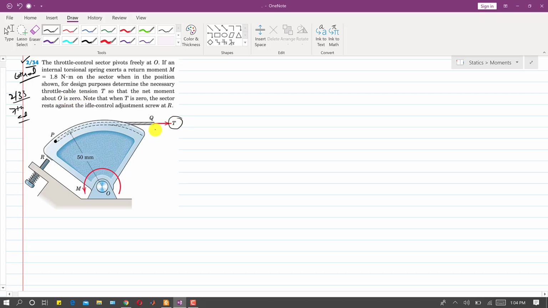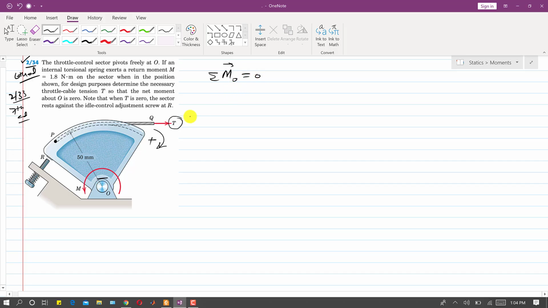So this T will produce a clockwise moment, right? And this will produce an anti-clockwise moment, right? So we need to find this T so that the moment about this point O is 0, right? This is given: the summation of moment about point O is equal to 0.